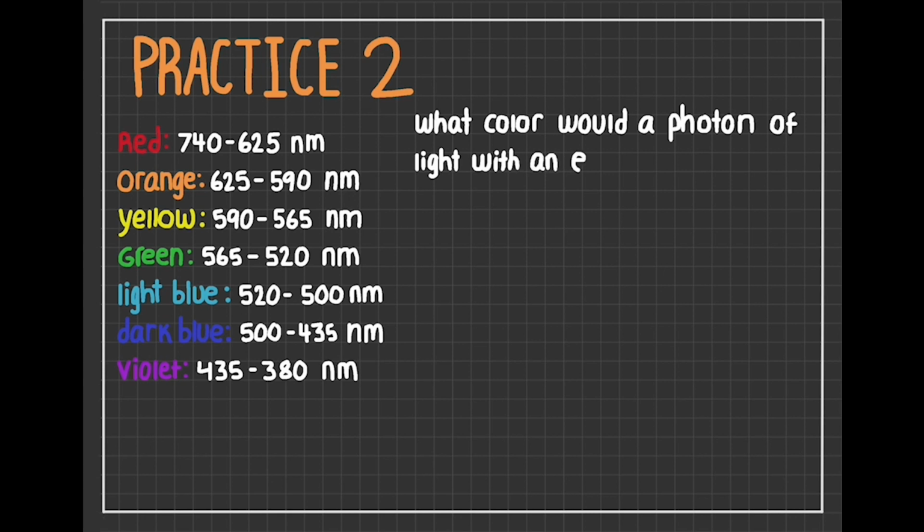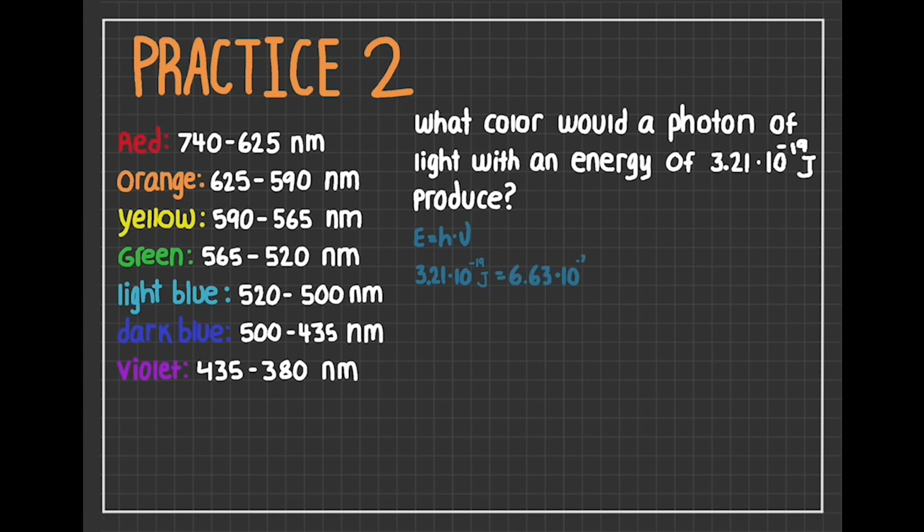The question is, what color would a photon of light with an energy of 3.21 times 10 to the negative 19 joules produce? First, we use the energy equation, energy is equal to Planck's constant times frequency, to calculate the frequency. Next, we can use the equation, the speed of light is equal to wavelength times frequency, to calculate the wavelength.